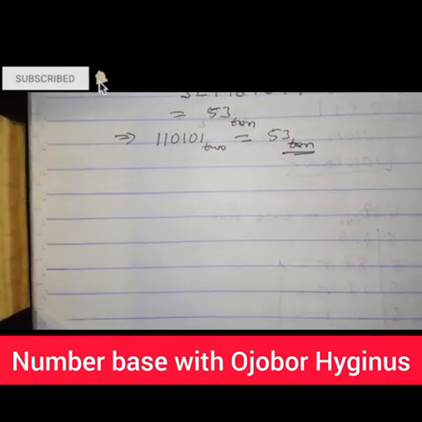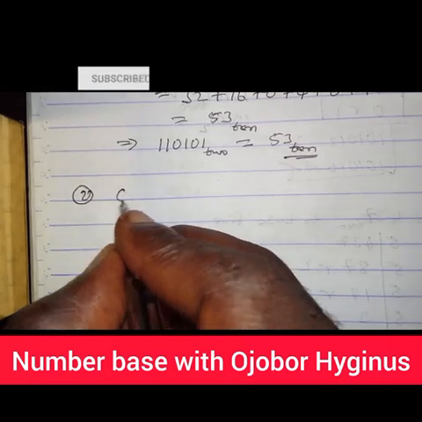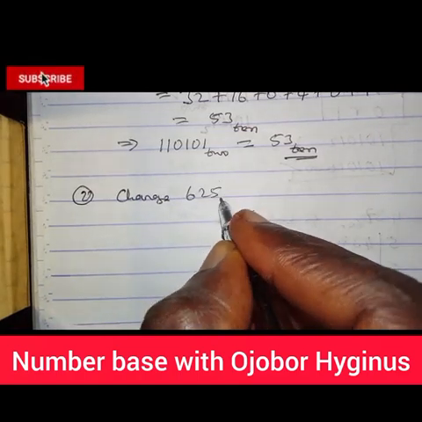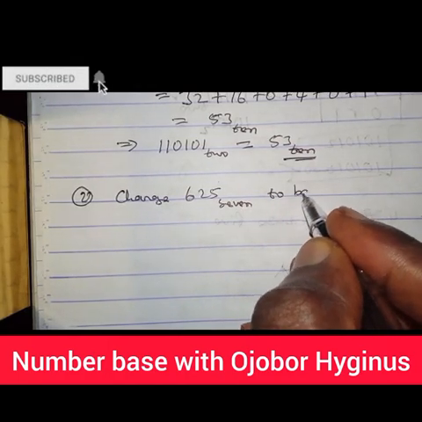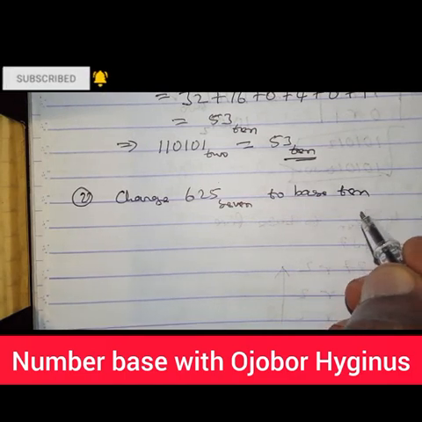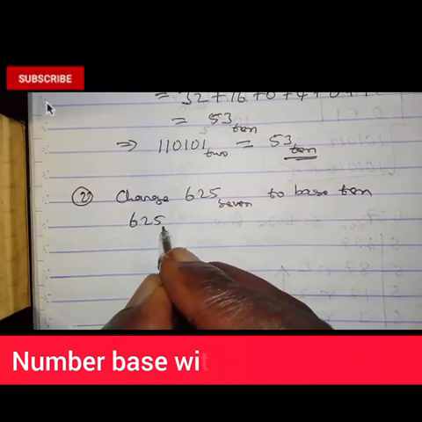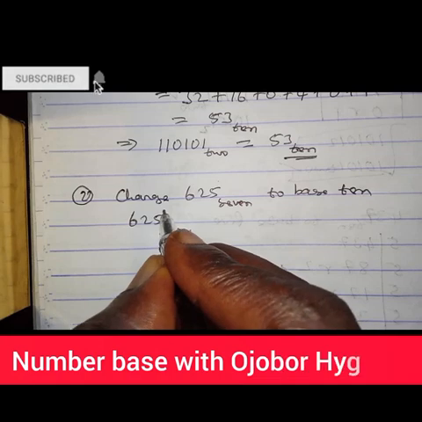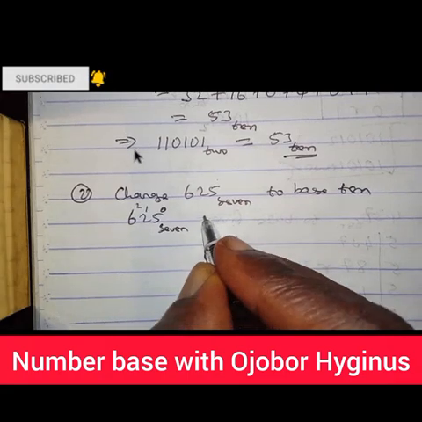Let me solve one more question using the same method. If I am asked to change 625 base 7 to base 10, I do the same thing. I am going to say 625 base 7. I will assign place values to them starting from the right to the left with the digits, 0 as the first, 1 and 2.